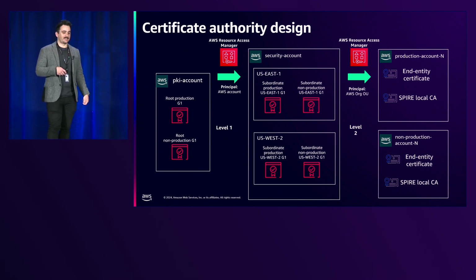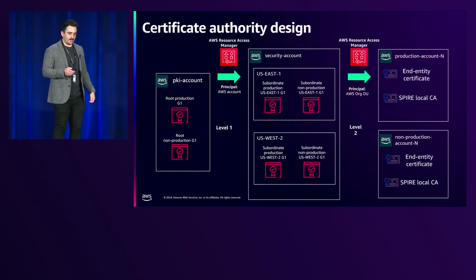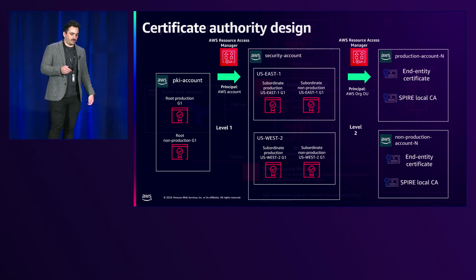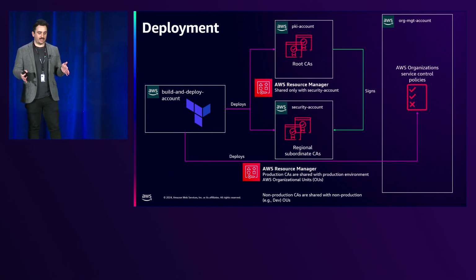And so those intermediate/issuing certificate authorities can then be used to mint our end entity certificates as well as sign the individual SPIRE local certificate authorities that are used for the workload identity solution. So I think it's also kind of cool, as someone who likes to attend these talks, I'm always curious how they actually ended up deploying it.